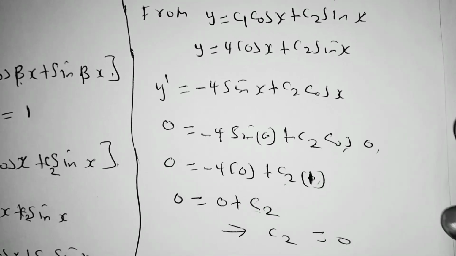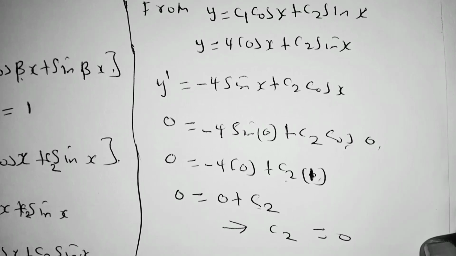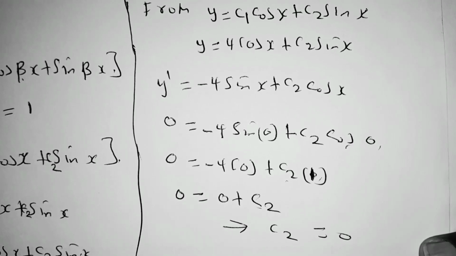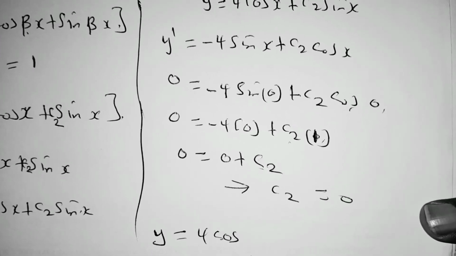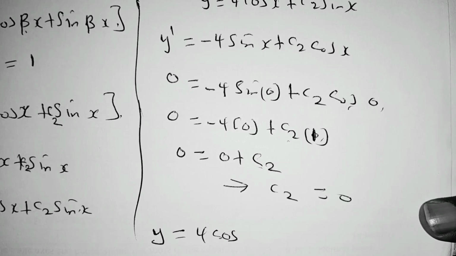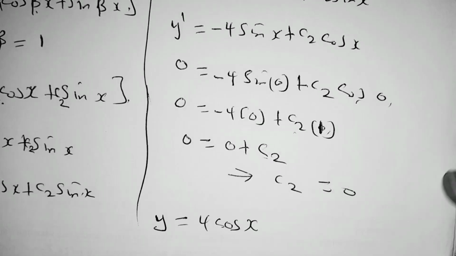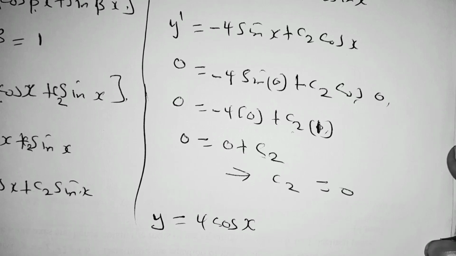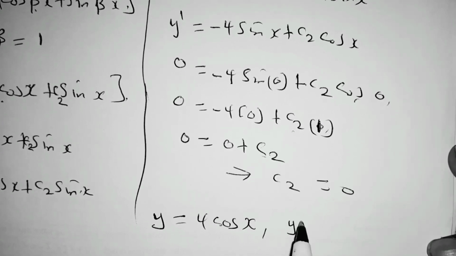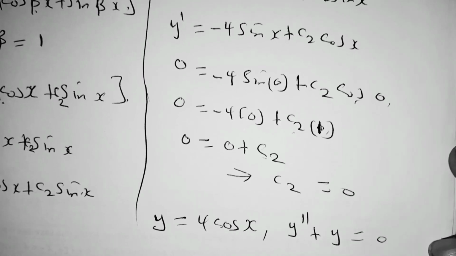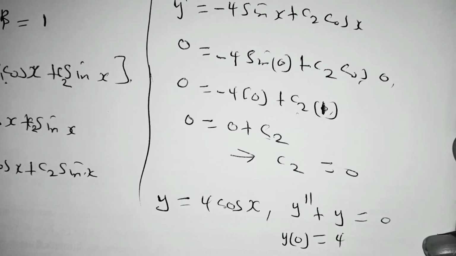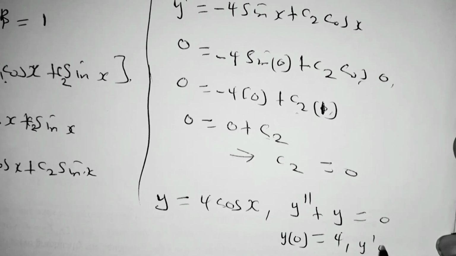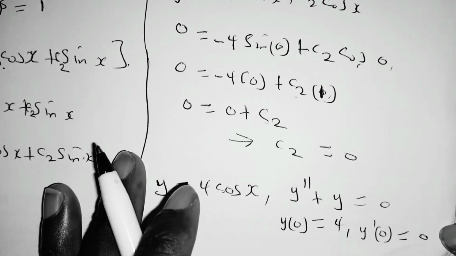So our solution for the given initial value problem will be y is equal to 4 cos of x. That is our solution for the given O.D.E, which was of this form, y double prime plus y is equal to 0. And we are given the initial conditions as y(0) is equal to 4 and y prime(0) is equal to 0. So that is the solution.